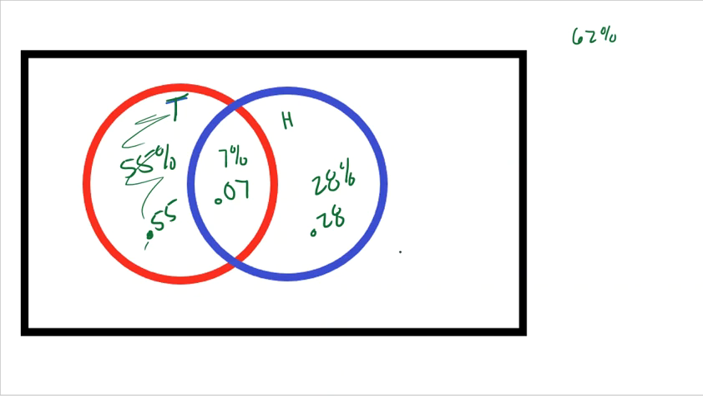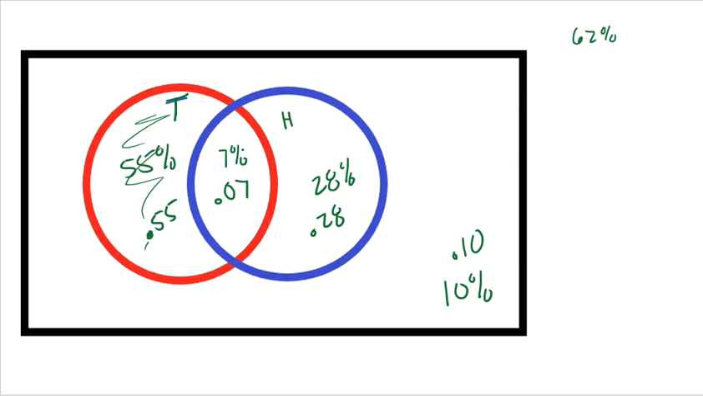Now, the outside would be the neither. No turkey, no ham. So if I take 100, because 100%, right, something has to be on your dinner table for Thanksgiving, subtract the 55, subtract the 7, subtract the 28. What we get left is that 10%, or 0.10, 10% of people had neither. No turkey, no ham, right?